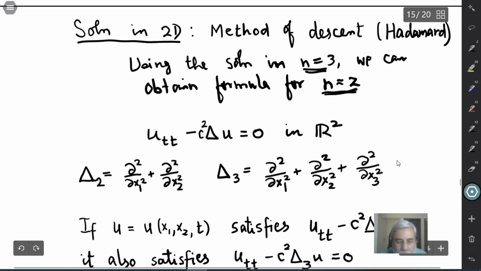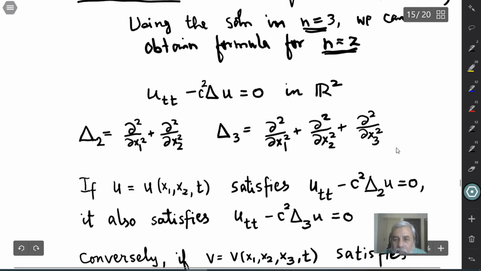So we use some temporary notations here. We write Laplacian sub 2 for the two-dimensional Laplacian and Laplacian sub 3 for the three-dimensional Laplacian. So we'll be going from two dimensions to three dimensions, etc. So first we'll make some simple observations.